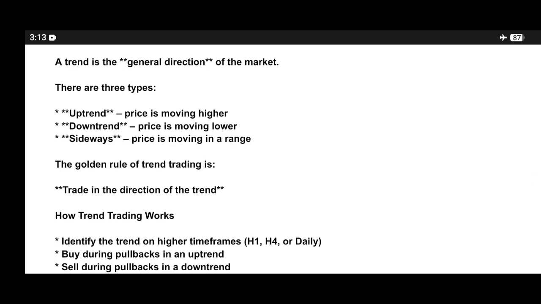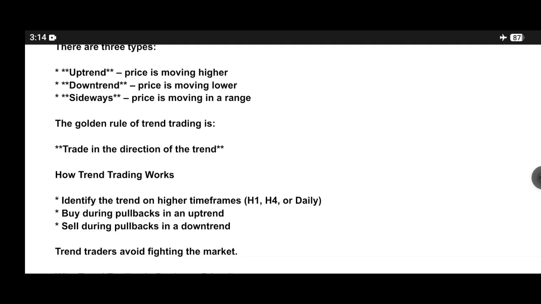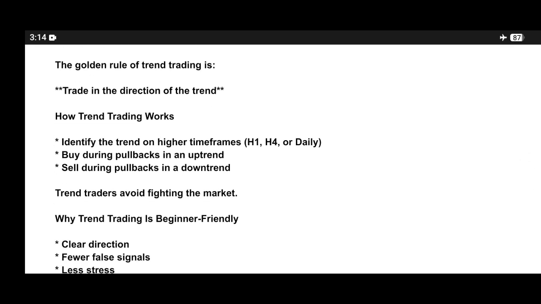The golden rule of trend trading is this: trade in the direction of the trend. Follow the market trend. The trend is your friend. Are you getting me? How trend trading works: identify the trend on a higher time frame, like the 1 hour, the 4 hour, or the daily time frame. Buy during pullbacks in an uptrend and sell during pullbacks in a downtrend. Are you getting me? Trend traders avoid fighting the market.